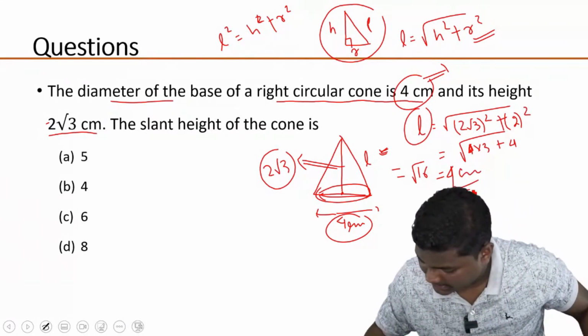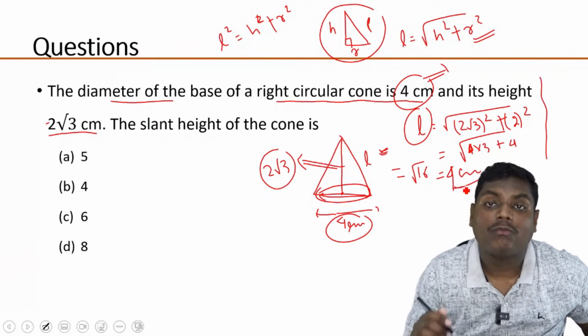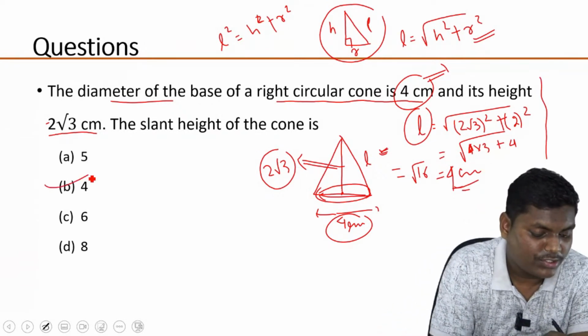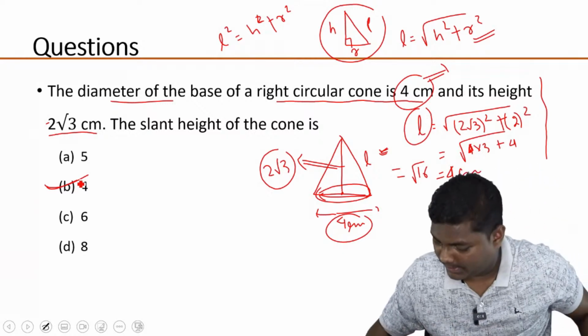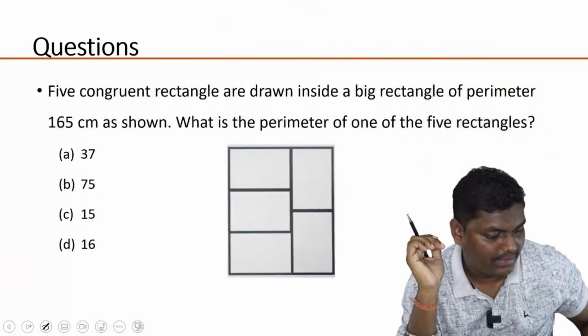Great, Shubhra. Yes, correct. So the slant height for this cone is 4 centimeter. So the correct option is option B, 4 centimeter. Okay. Now moving to the next question.